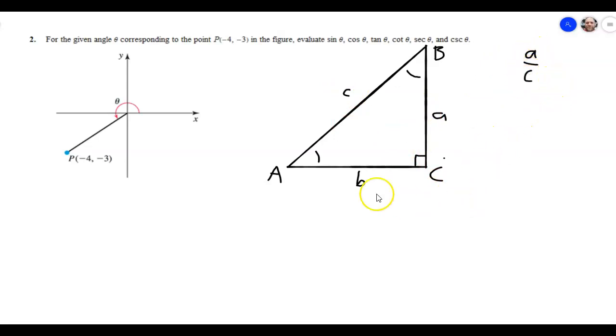All right, pause it here and see if you can get the other 5 different ratios that we can create using this angle capital A. All right, pause here. All right, let's see what else we got.